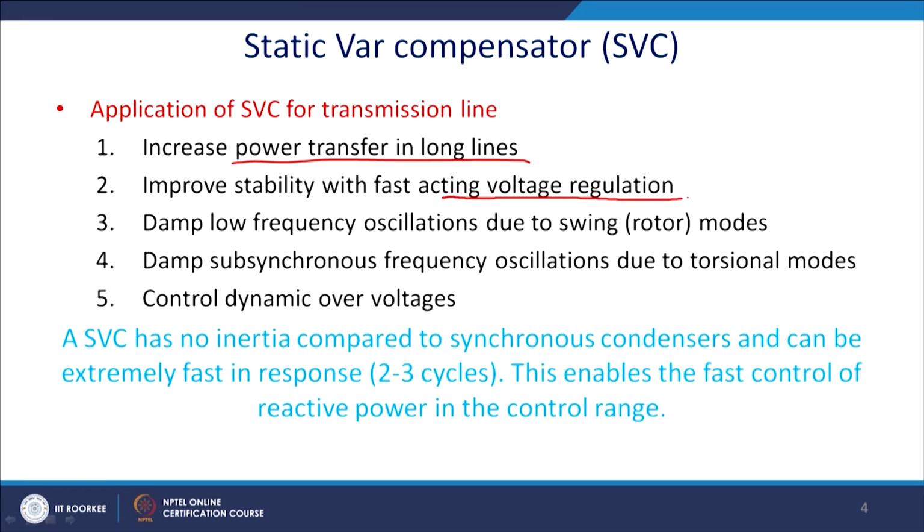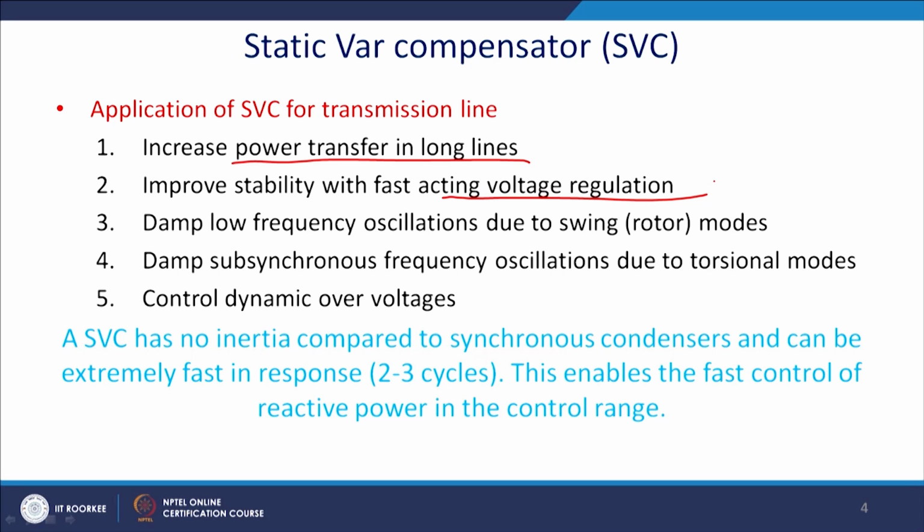Power transfer is limited because delta changes with the length, and the sending end and receiving end will have a huge phase difference. Then there is improving stability with fast acting power regulation, and damping out low frequency oscillation, which is definitely a challenge in a power system because the power system is essentially a low pass filter. If there is a low frequency oscillation, it will be enhanced. SVC can also damp subsynchronous frequency oscillation due to the torsional mode and control dynamic voltages. These are the applications where SVC can fulfil the requirement.